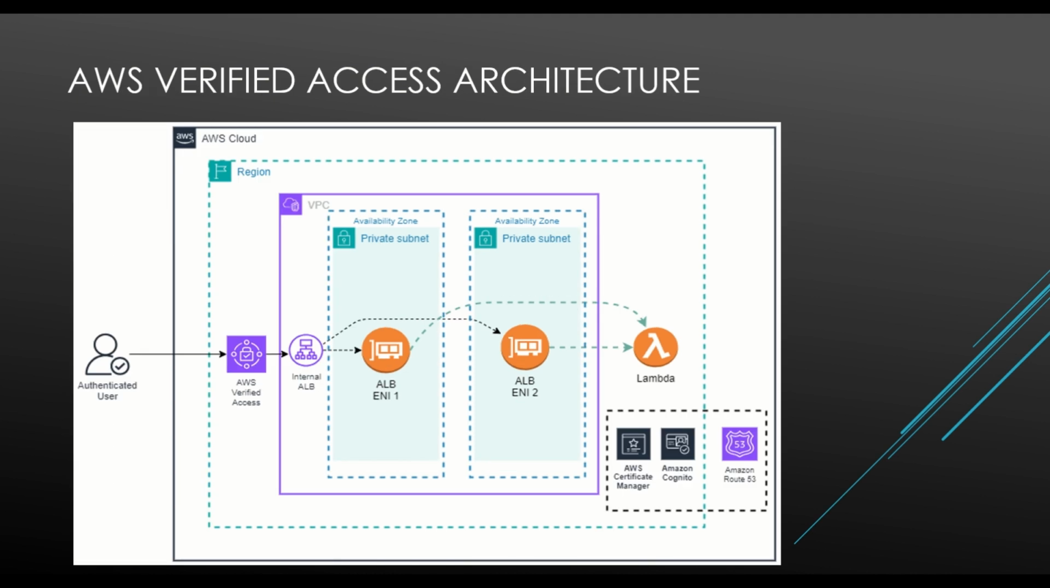And next, let's see the architecture for AWS Verified Access. This is the architecture for AWS Verified Access. So if you remember from the previous slide, we already have an internal application load balancer, and we have Lambda, and here we are going to configure AWS Verified Access, and we need Route 53 and Amazon Cognito and AWS Certificate Manager. And I will walk you through in the AWS console how we can configure AWS Verified Access. I think that's enough theory. Let's go to AWS Management Console, and I'll walk you through the process.